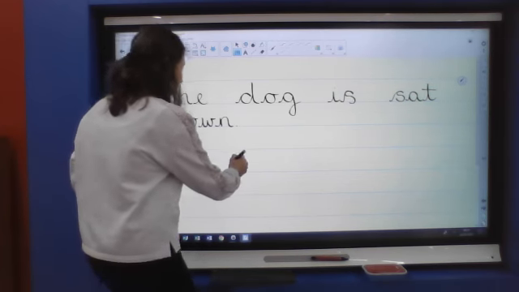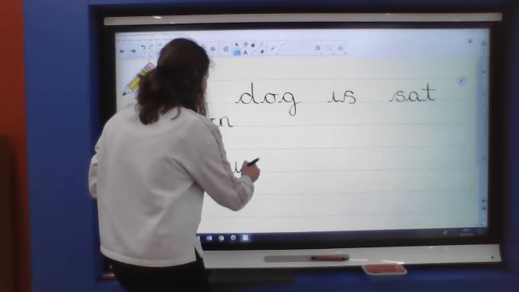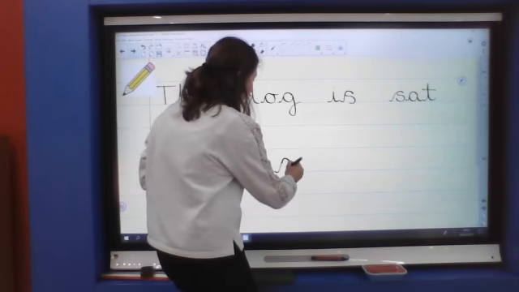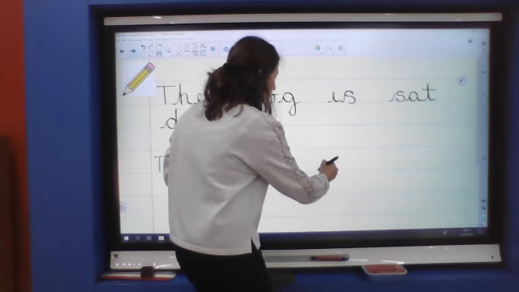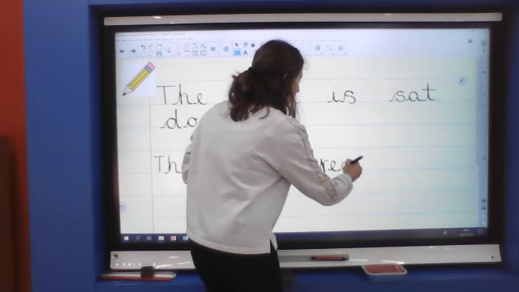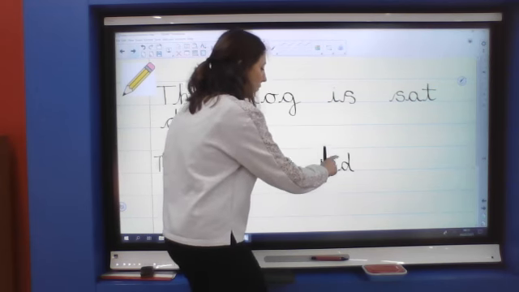T-H-E-R-E. There. Finger space. Is. Finger space. A. Finger space. Red. There is a red.